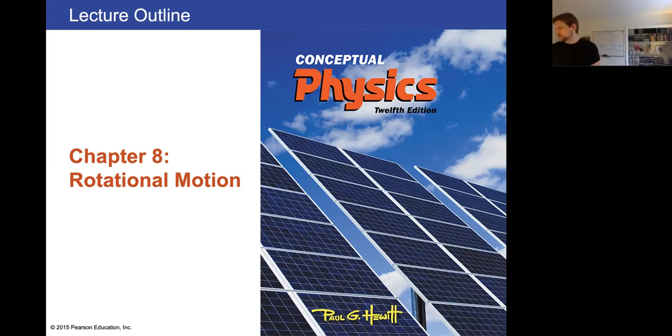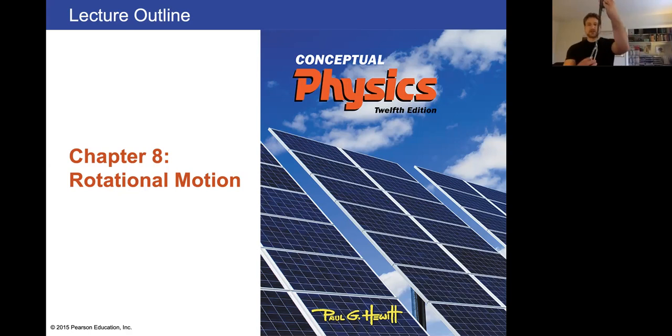But as you know, linear motion isn't the only kind of motion. We have so far said very, very little about rotation. So here we are.